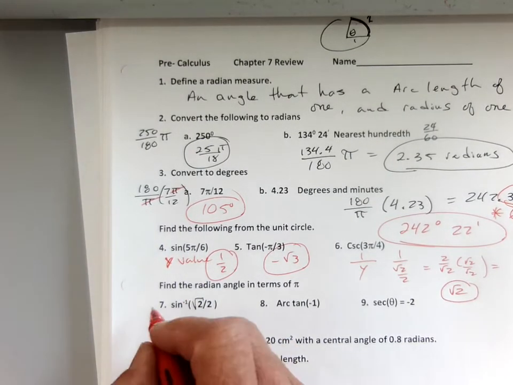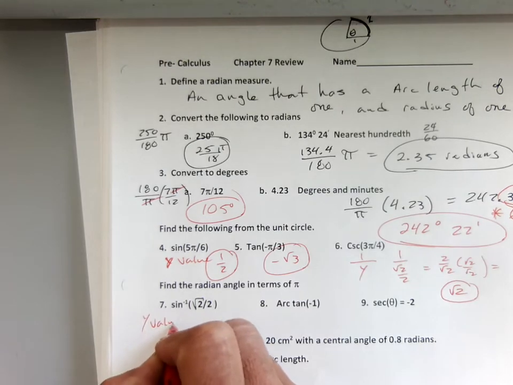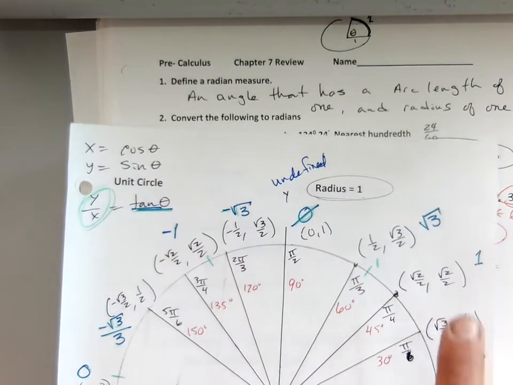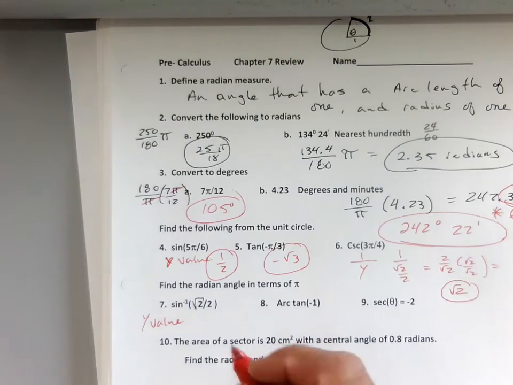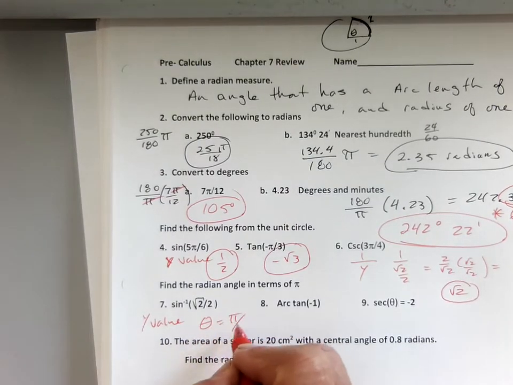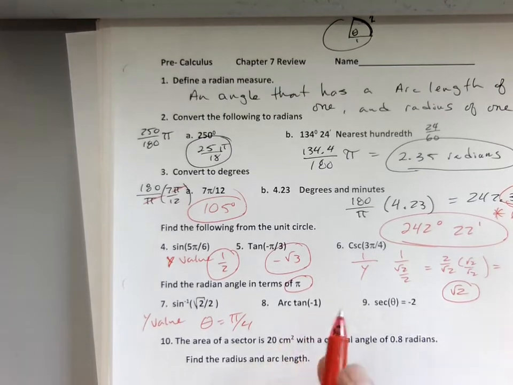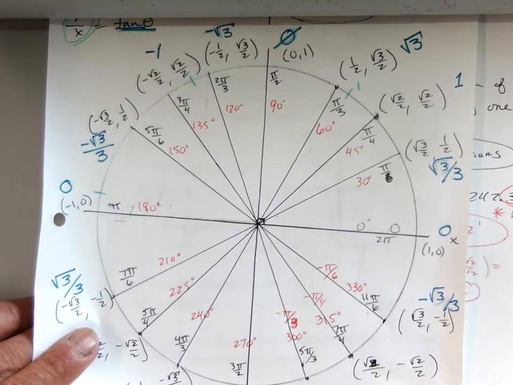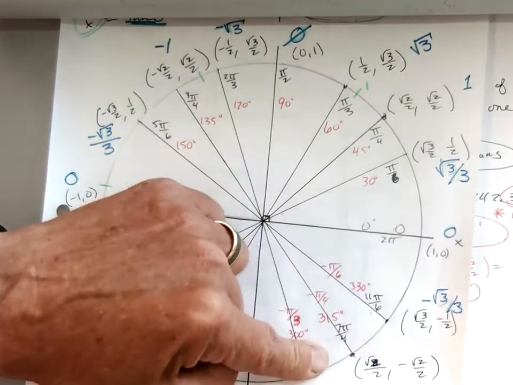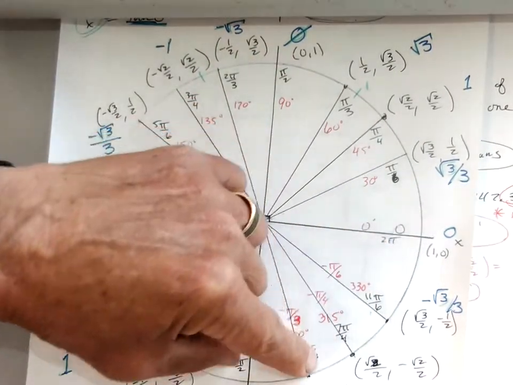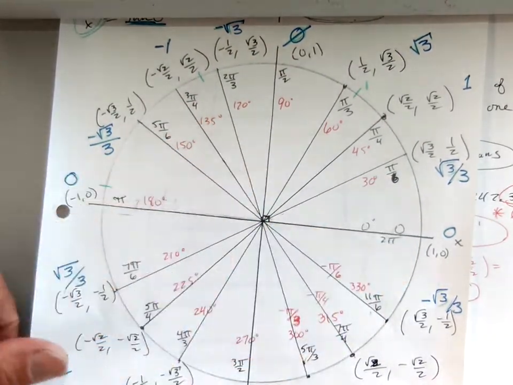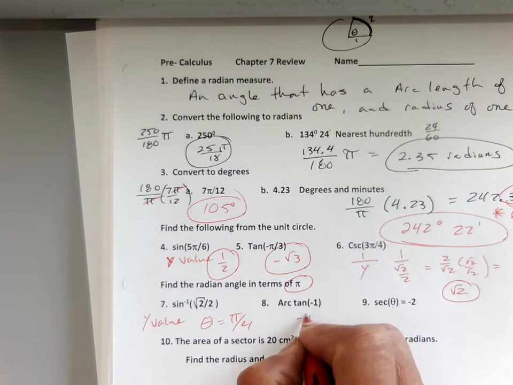Okay, now 7, I want to find the angle. I'm looking for a y value. Square root of 2 over 2, y value square root of 2 over 2 is here. Pi 4ths. Theta is pi 4ths in terms of pi, okay? Arc tangent is the same thing as tan inverse of -1. It's down here. Remember, you got to go to the shortest. You're not going to go 7 pi 4ths. No way. You're going to go down. You're going to go to the shortest distance. You're going to go backwards to negative pi 4ths. Okay.